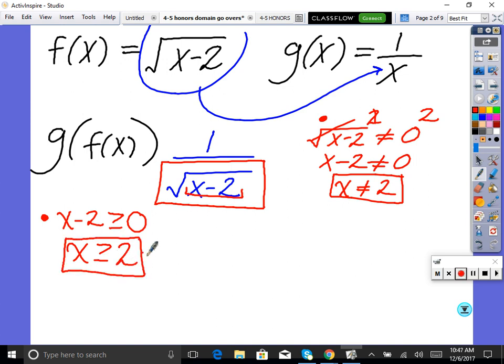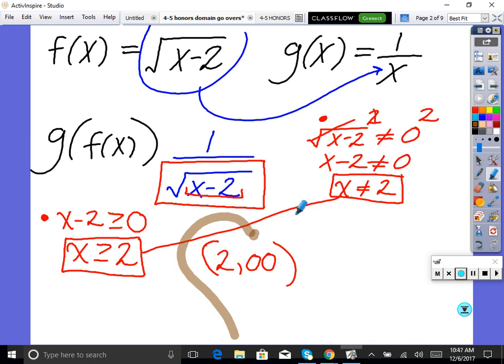Now we need to put the two domains together. It has to work for both. So we know it's definitely from 2 to infinity, correct? Greater than or equal to 2. So our domain will be from 2 to infinity. Now originally right here we are saying can equal, but right here didn't we say it can't equal 2? So then we would just put a parenthesis and there's our domain. Was that pretty easy? Okay, let's do another one.